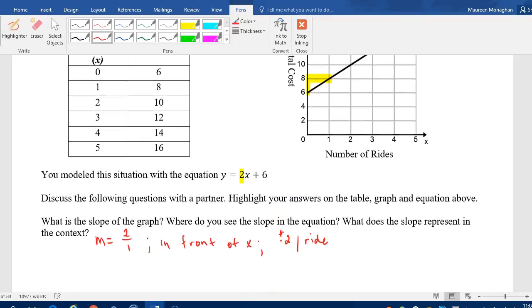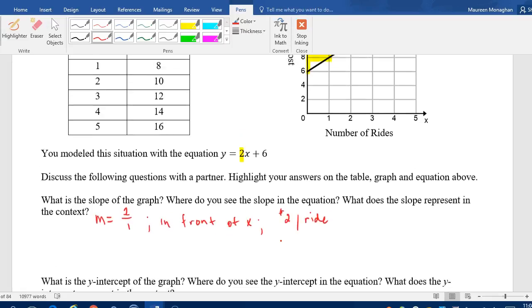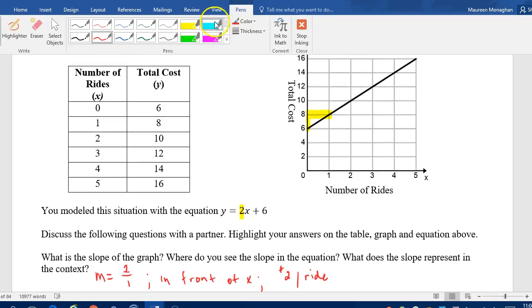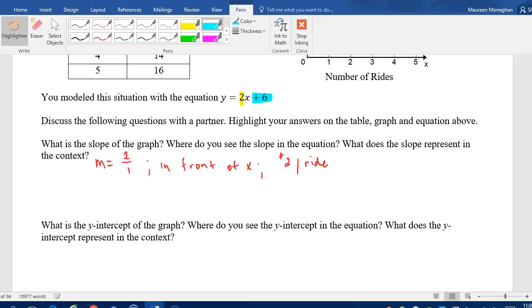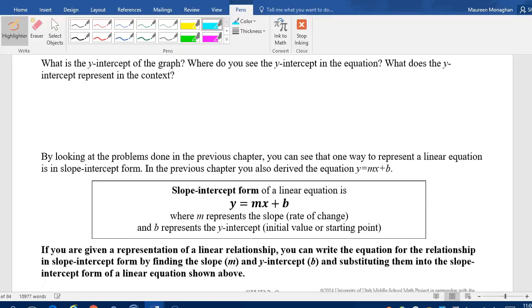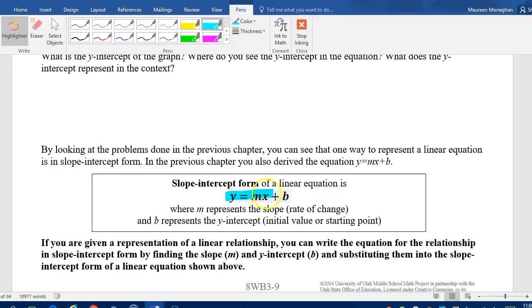Then we're going to do the y-intercept. What is the y-intercept of the graph? Okay, let's take a look here. Remember, the y-intercept is where it crosses. Here's the y-intercept of the equation, and here's the y-intercept in the table. So each time it's a 6. It has to be. All right, so I represented it. And this is the equation that you're going to have memorized for your math career. M is the slope, rate of change. B is the initial value or starting point.